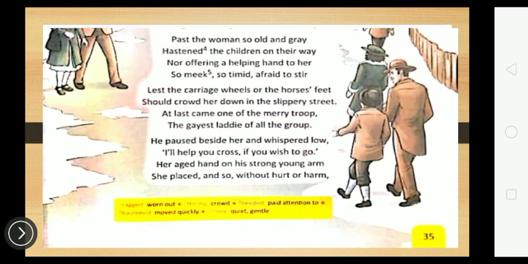He paused beside her and whispered low, I will help you cross if you wish to go. Her aged hand on his strong young arm she placed, and so without hurt or harm.